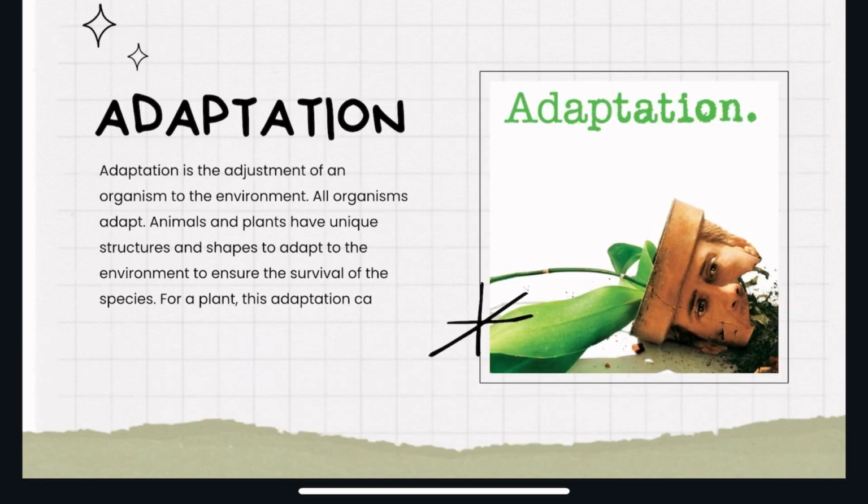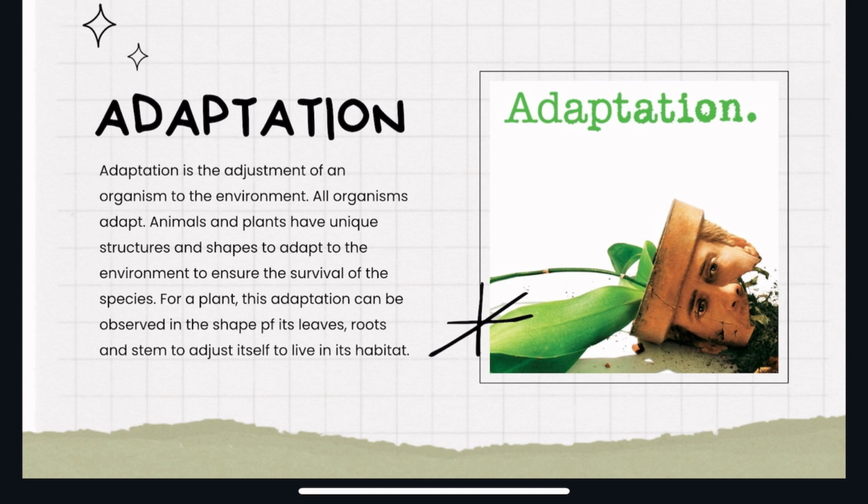So what is adaptation? Adaptation is the adjustment of an organism to the environment. All organisms adapt. Animals and plants have unique structures and shapes to adapt to the environment to ensure the survival of the species. For a plant, this adaptation can be observed in the shape of the leaf, roots and stem to adjust itself to live in its habitat.